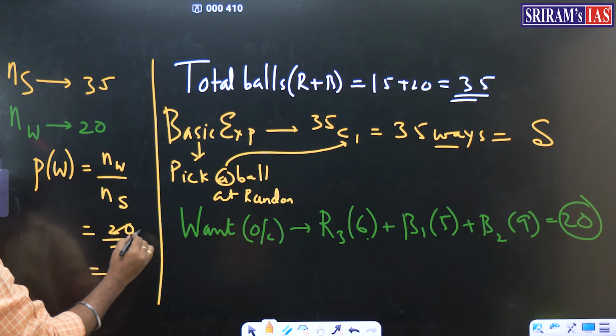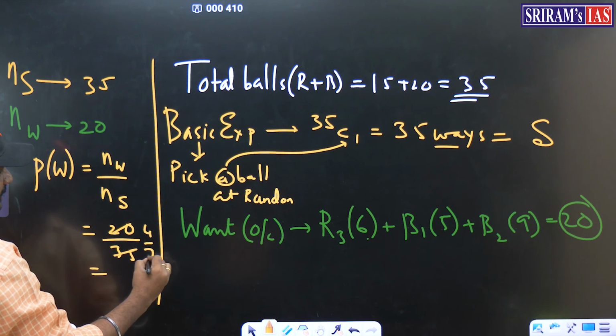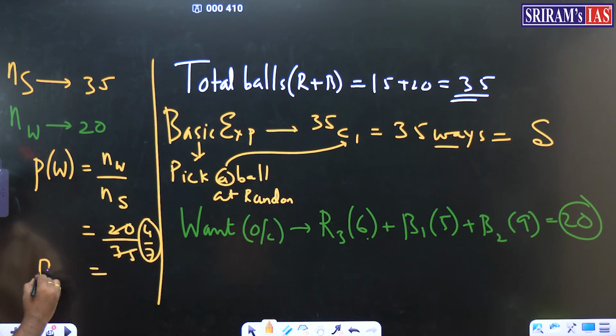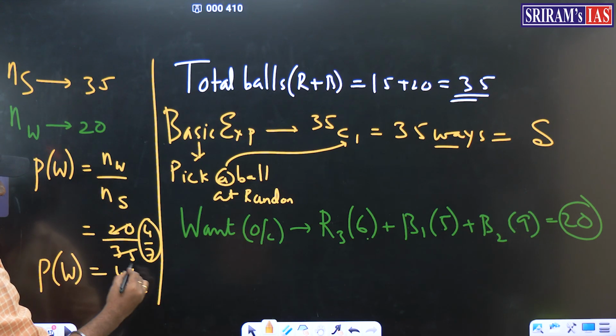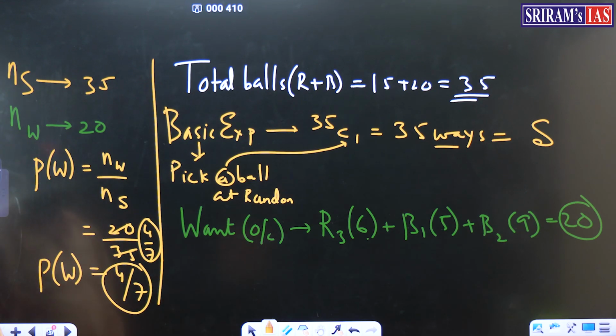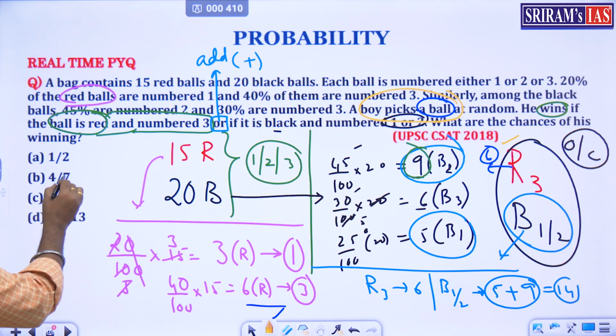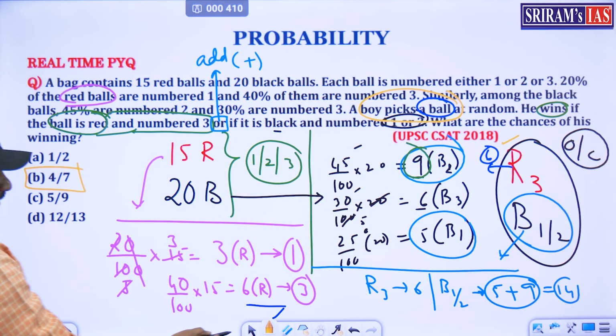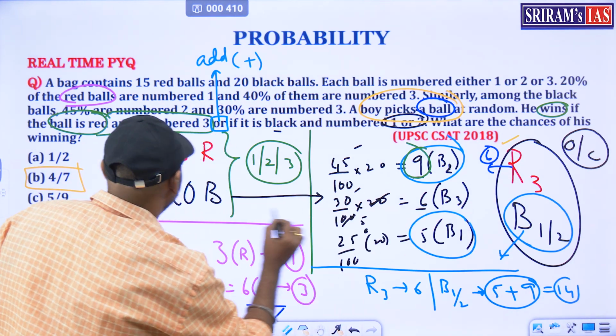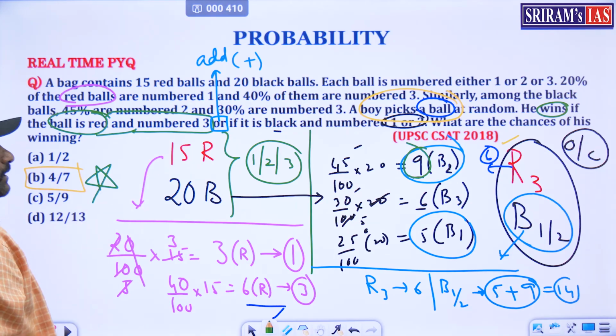If you simplify this, 5 4s are and 5 7s are. Therefore, the probability of my want is nothing but 4 by 7, which is... check if the option is there. Yes, it is there. 4 by 7 will be my final answer, the probability of getting this.